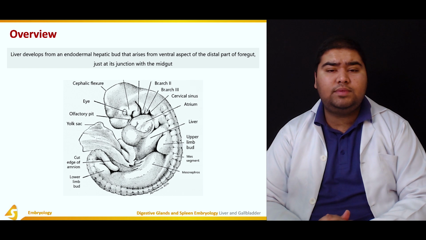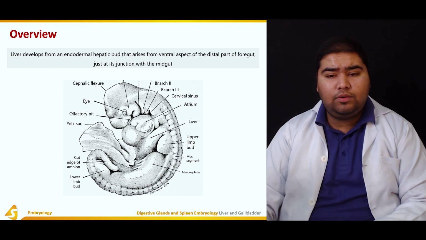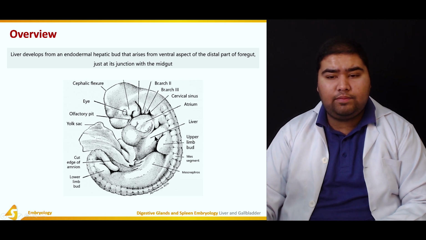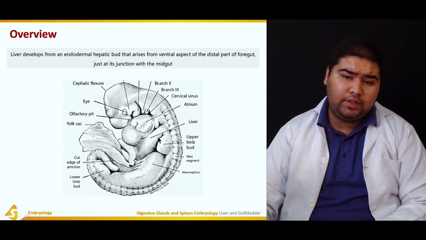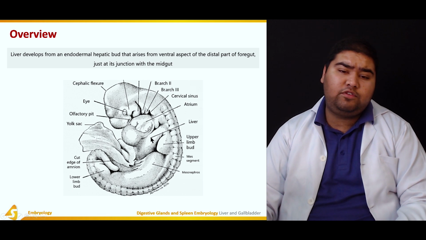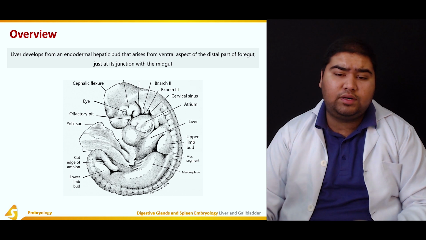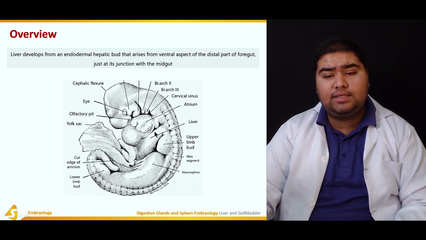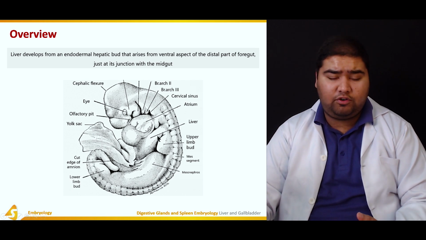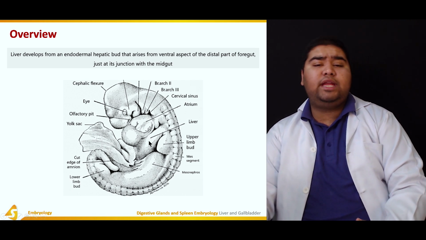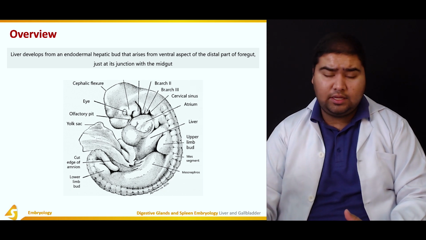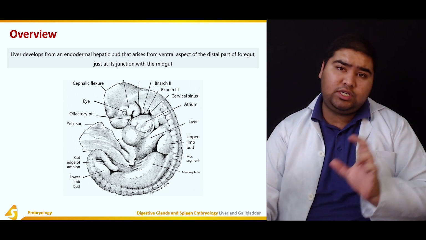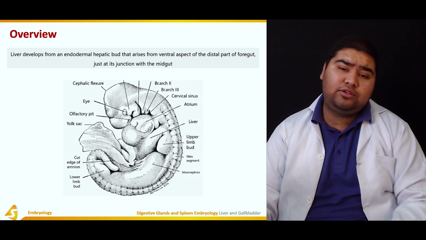So how does the liver form? The liver forms from an endodermal hepatic bud. Here you can see the region of the liver. This is a micrograph of a developing human embryo. In this you can see the region where the liver is being formed. So the liver develops from the endodermal hepatic bud. Important: the hepatic bud is endodermal in origin.